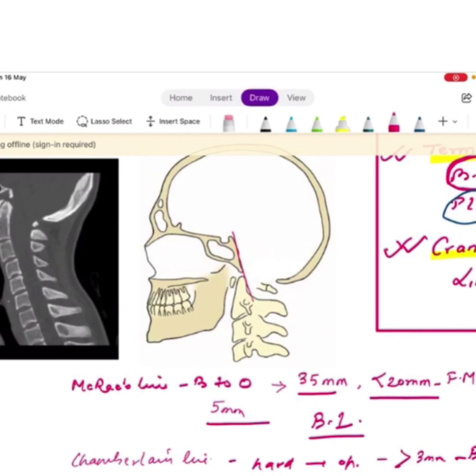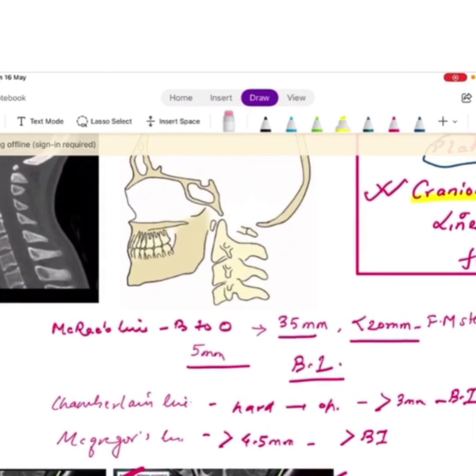What's the importance? The tip of the dens should not intersect this line. If it is transecting this Wycombe's line, this means there is basilar invagination. So we have discussed the 4 lines.